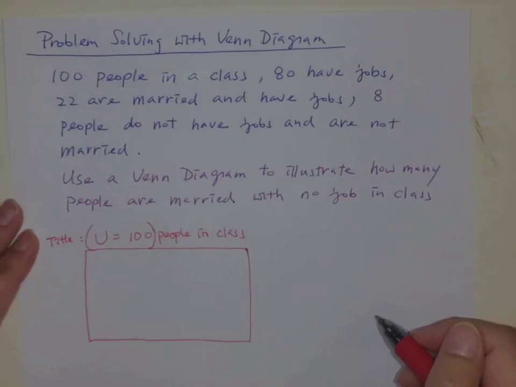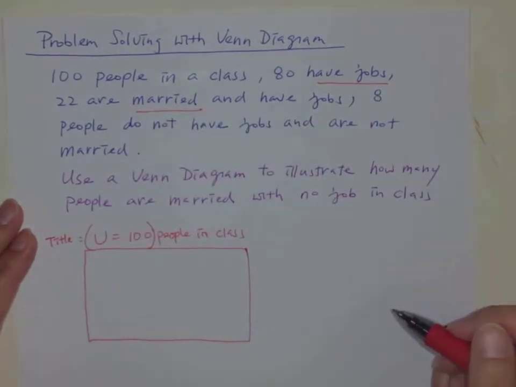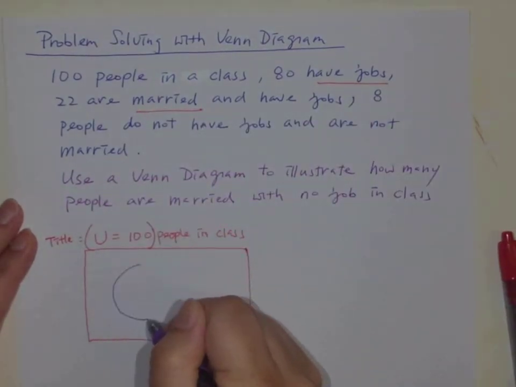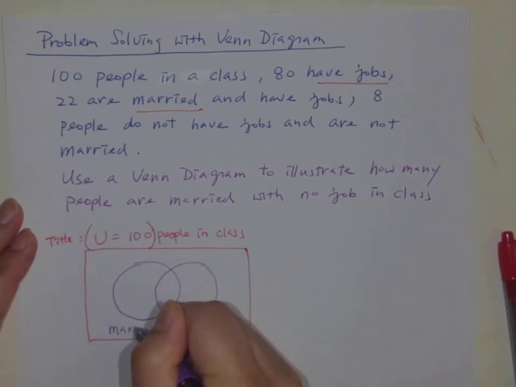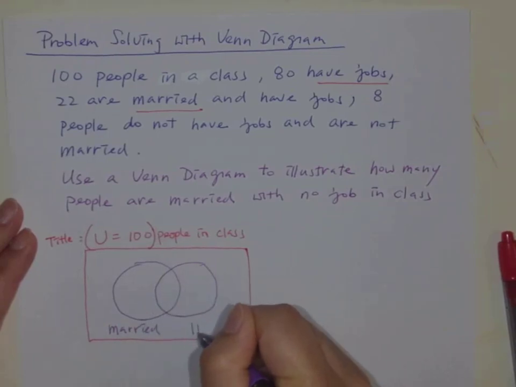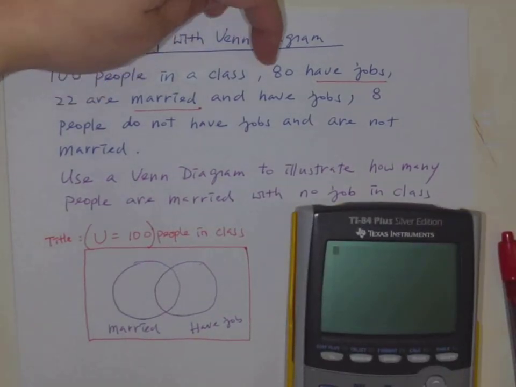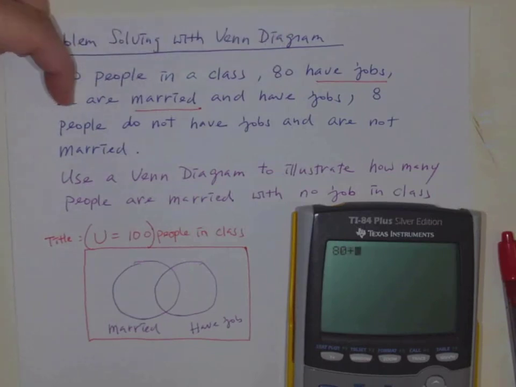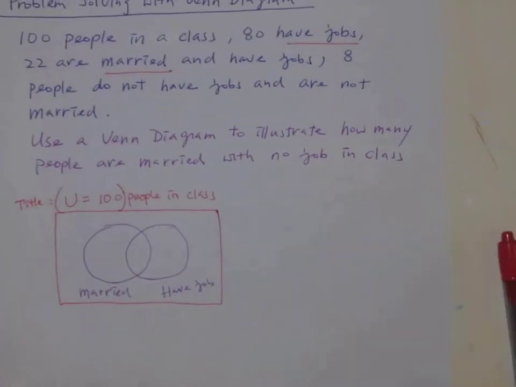It looks like I have some major categories. We have people who have jobs and married. So are they overlapping each other? Let's see. So they look like overlapping each other. I'm going to say this represents married and this represents have job. So totally I should have 100, right? So if I just add this together, this is 80 and 22 and then 8 here. This is already more than 100, right? So somehow some of these are overlapping, right? Let's see what's going on.